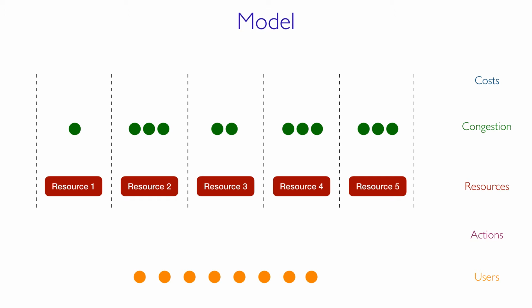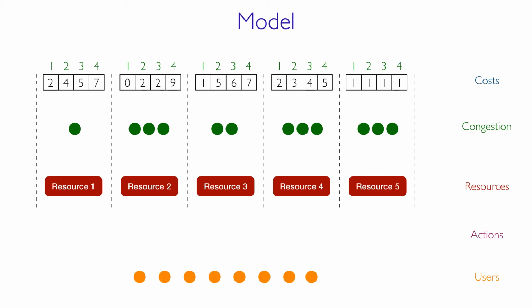The next element of the model is the congestion. Every resource is congested by the players. More specifically, the congestion of a resource is equal to the number of players that use that resource.